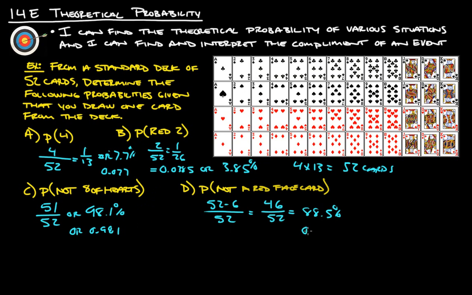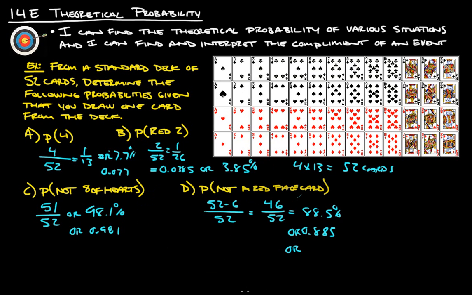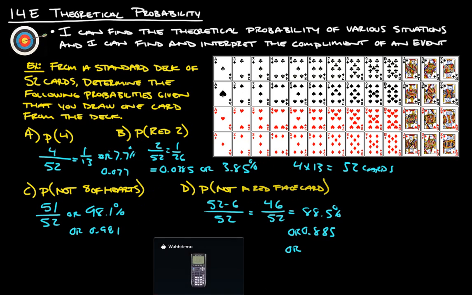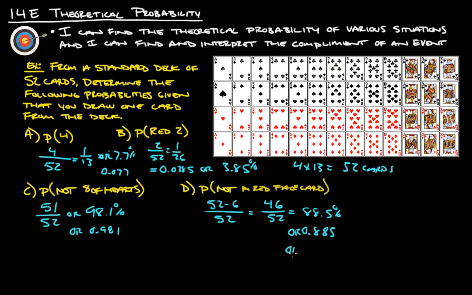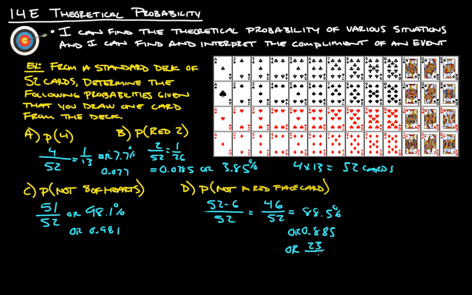Or 0.885. Or you could leave it as 46 over 52, but that is not a reduced fraction. To reduce your fraction, you can use math enter and reduce it down to 23 over 26. Or you could have just divided the top and bottom by 2.